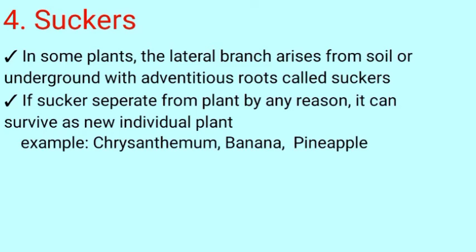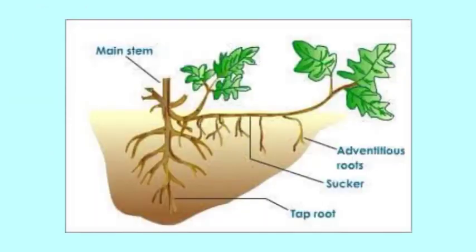The very last type of subaerial stem modification is suckers. In some plants, the lateral branch arises from the soil or underground with adventitious roots, called suckers. If a sucker separates from the plant by any reason, it can survive as a new individual plant. Here you have to remember a sucker is a lateral branch of a plant which arises from the soil or underground portion with adventitious roots.